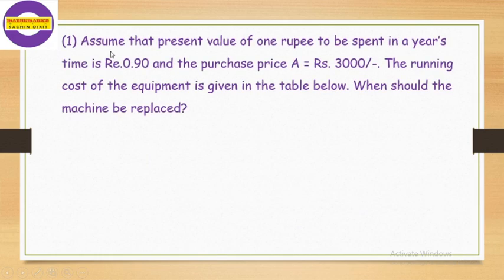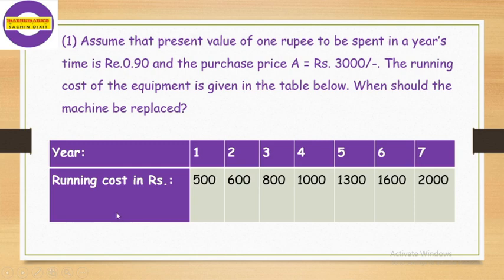We take the first example. Assume that the present value of 1 rupee to be spent in a year's time is rupees 0.90, and the purchase price A is equal to rupees 3000. The running cost of the equipment is given in the table below. When should the machine be replaced? We are given the corresponding running costs.